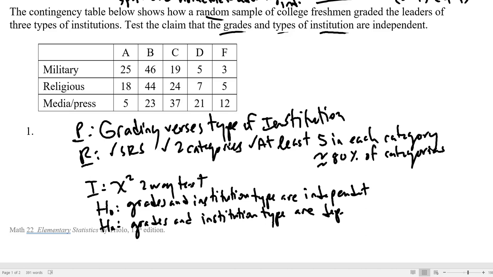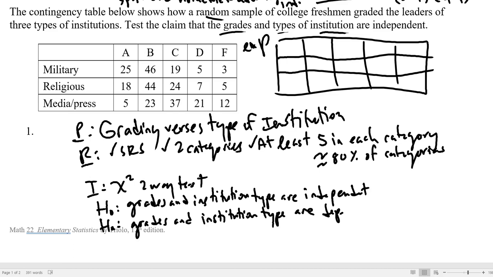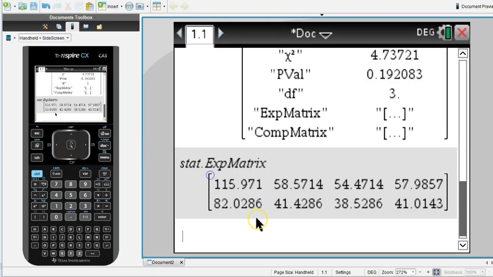I'm about ready to run this test, but do keep in mind if you want full credit on the test or on the quiz, you will need to fill in an expected matrix. This is 3 by 5, so 1, 2, 3, 4, 5 by 3. So you'll need to fill in that expected matrix, okay? Now I'm going to let the calculator do some heavy lifting, so let's do the most complicated part about this test.